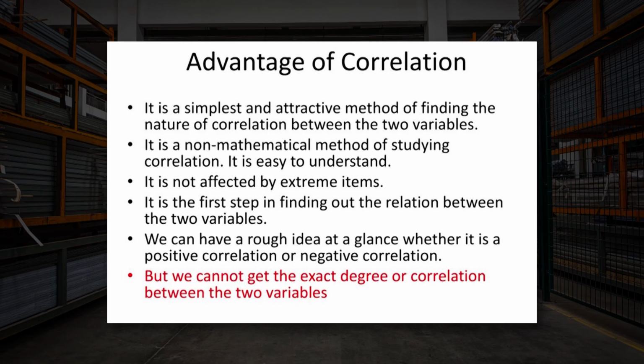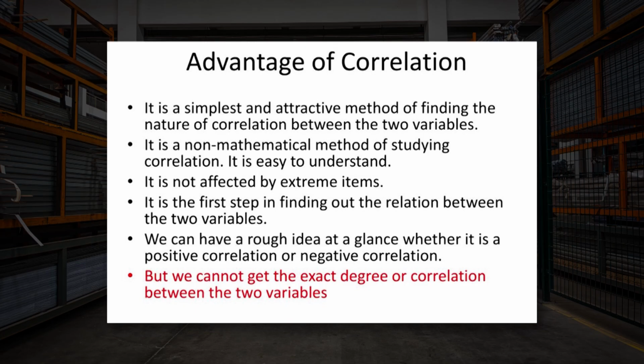It is the first step in finding out the relation between two variables, and we can get a rough idea at a glance whether it is a positive correlation or a negative correlation, because in our preceding slide we have seen that the scatter plot, the diagram which we used to plot, is self-explanatory in nature, showing what kind of relationship the dots have with one another.